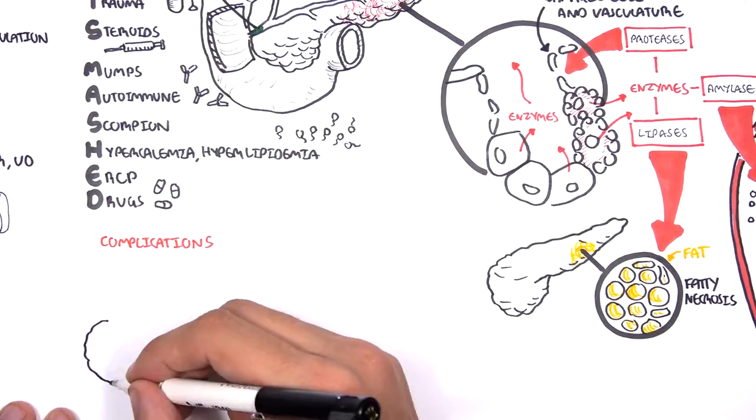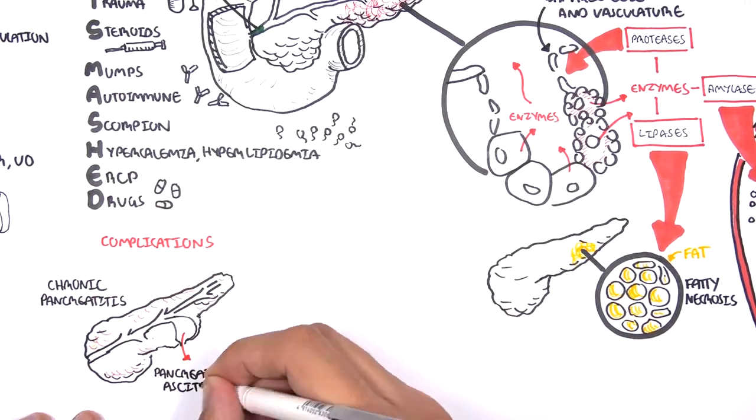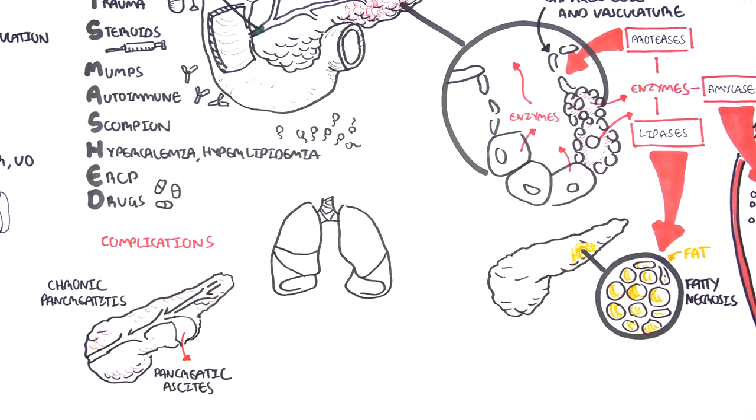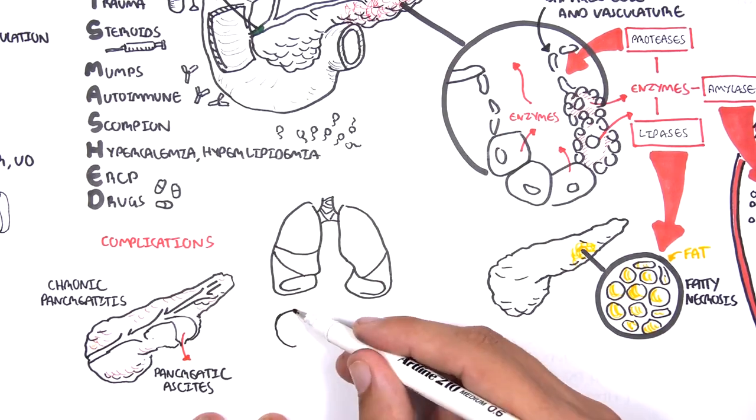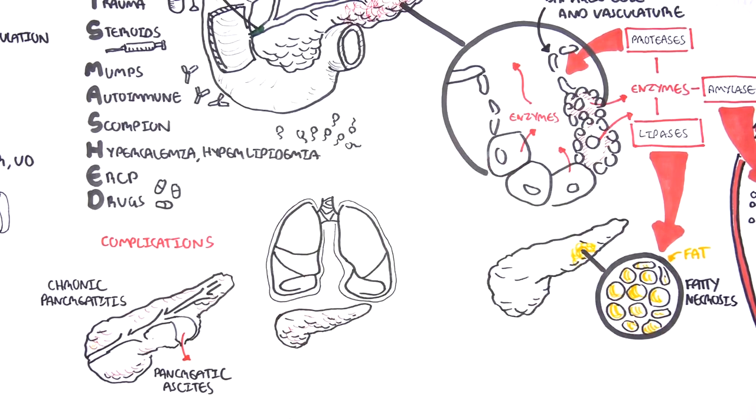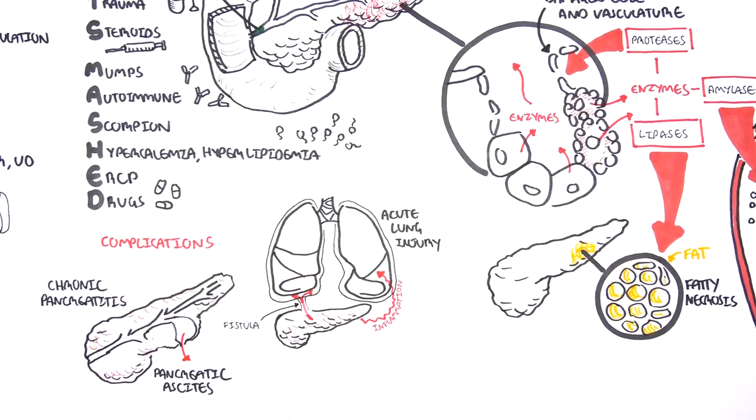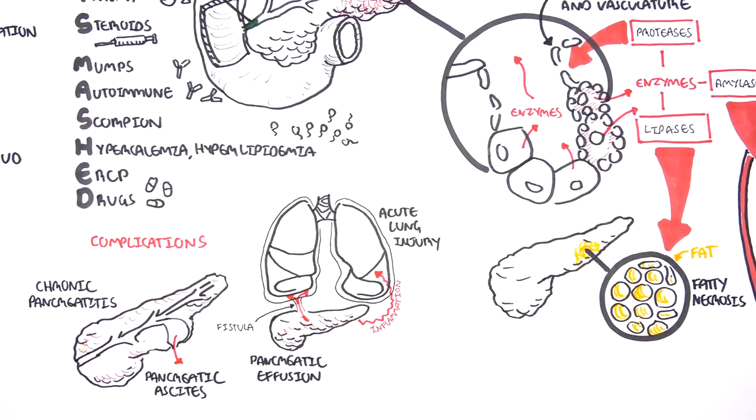Complications of acute pancreatitis include chronic pancreatitis and pancreatic ascites. Another important complication of pancreatitis involves the lungs. Because the pancreas sits below the diaphragm under the lung, inflammation that occurs can spread locally and cause acute lung injury. Serious pancreatitis can result in a fistula forming between the pancreas and the parietal pleura of the lungs. This results in effusion in the pleural cavity. This is called pancreatic effusion.